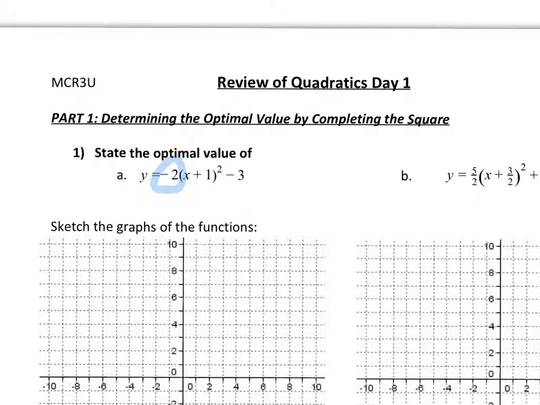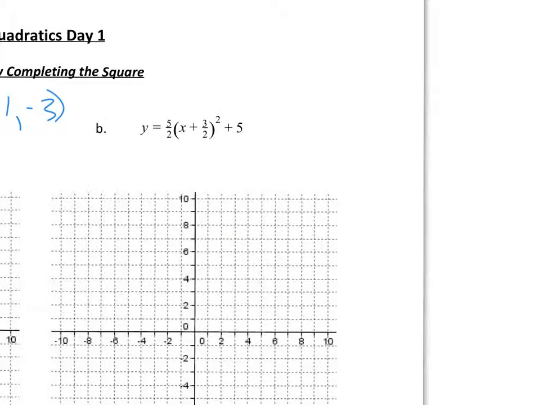So the optimal value of this equation is going to be y equals -3, because this is the y value of my vertex, and the vertex in this case is (-1, -3). And so the optimal value of this function is y equals -3. Now we threw some fractions in here just to throw you off.